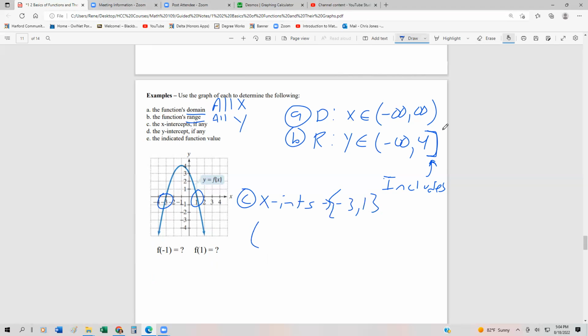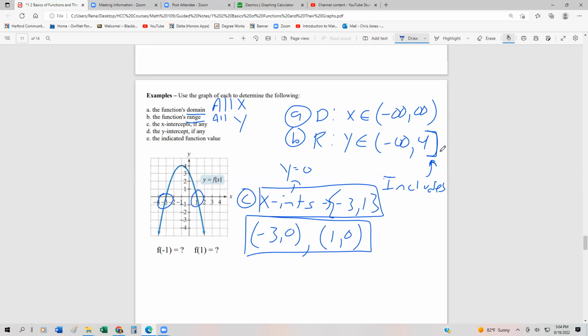Or we can write it as ordered pairs. Now remember, at the x-intercept, the y value is always 0. And so the two ordered pairs for the x-intercepts are going to be (-3, 0) and (1, 0). Or another way we can write it is in this set notation. For the y-intercept, the only place it's going to cross the axis is right there at 3. And so there are two ways that we can write the y-intercept. We can say that the y-intercept is equal to 3, or we can say the point (0, 3), because remember with the y-intercept, x is always going to be equal to 0.